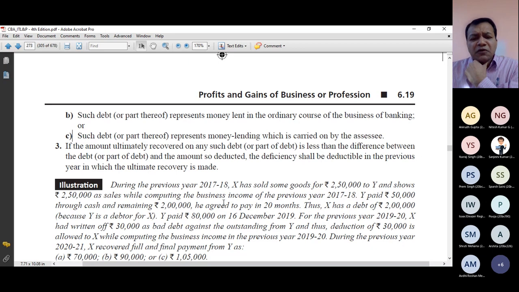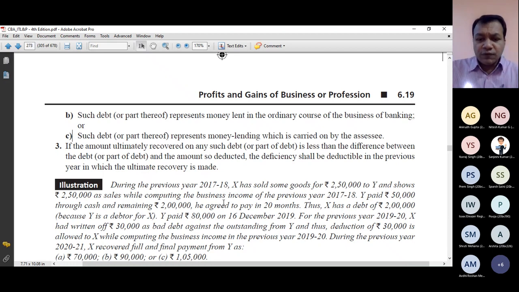In 19-20, I found that I will never receive 30,000. So I got the deduction in 19-20, no problem. But still in 19-20, it was not final that I will never receive the remaining amount. But in 20-21, during the previous year 20-21, X recovered full and final payment from Y. Now it is final. A, if I receive 70,000 and no more amount. B, if I receive 90,000, no more amount. And C, if I receive 1,05,000, no more amount.